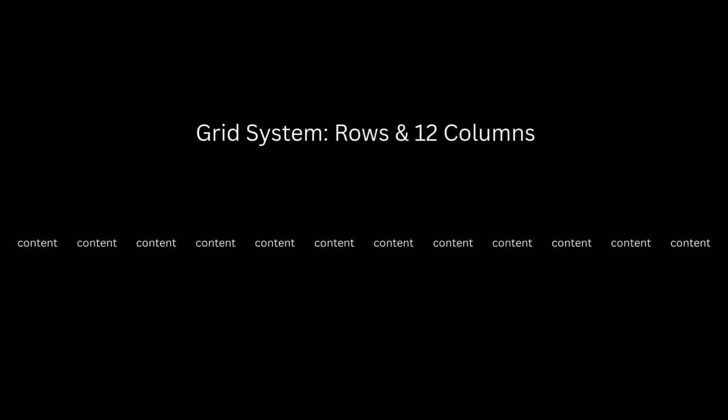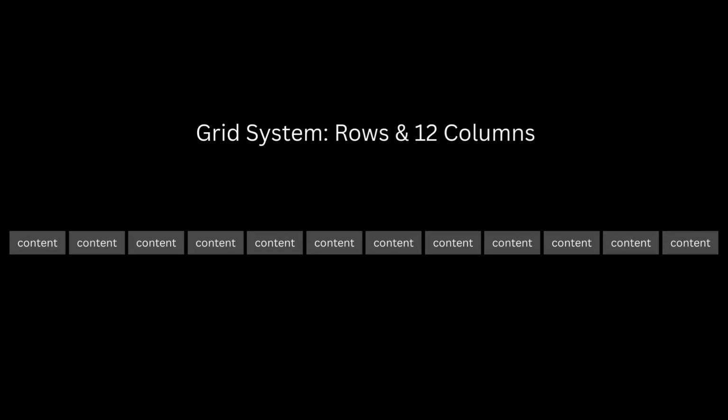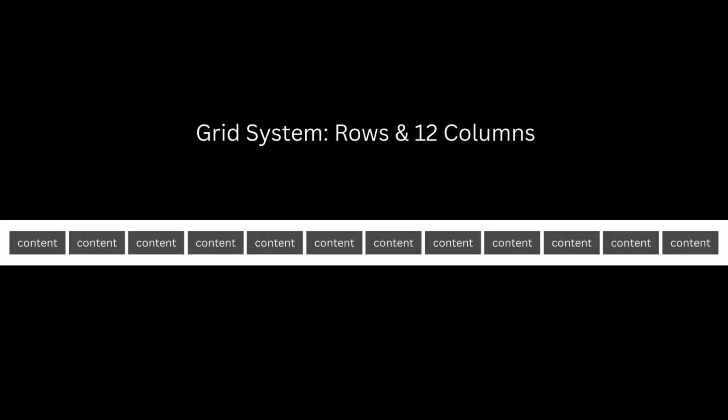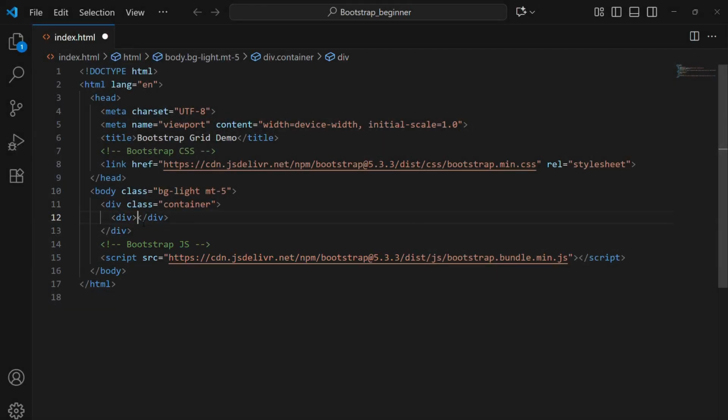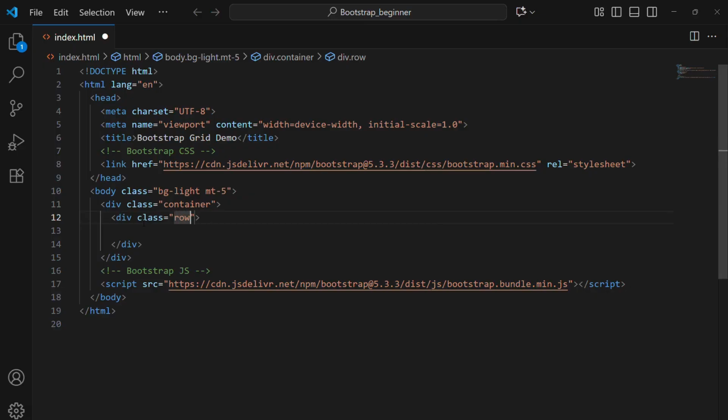Now for the core concept. All your content must be placed inside a column, and all columns must be placed inside a row. To start our grid, we add the row class inside a container. If we want two equally sized columns, we use the class col-6. We use 6 because Bootstrap divides every row into 12 virtual columns, and 6 plus 6 equals 12.